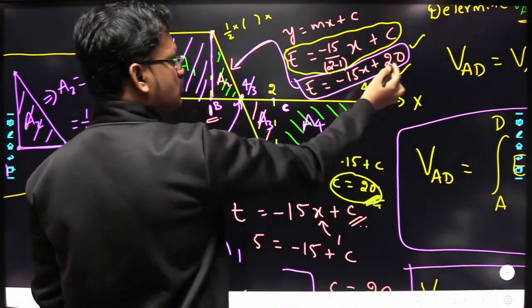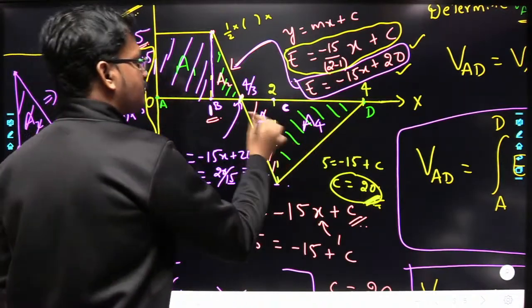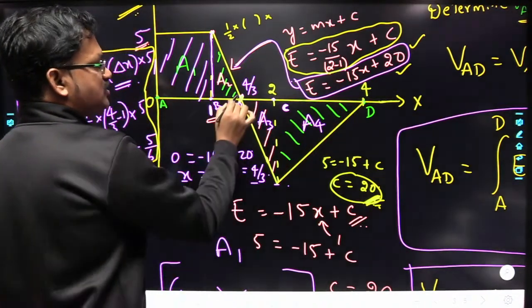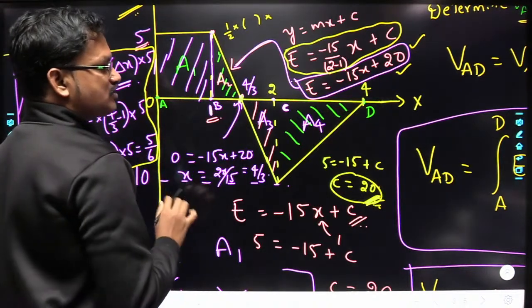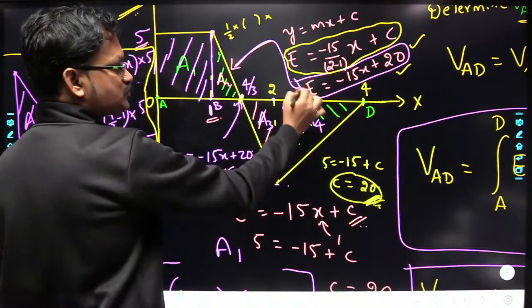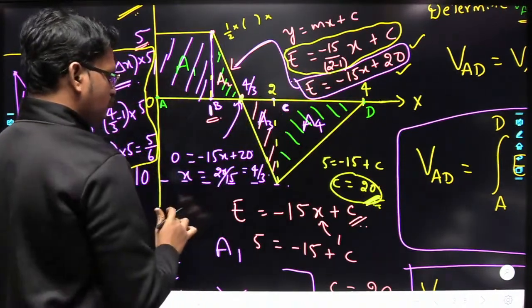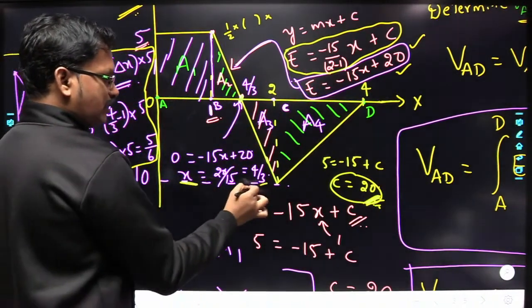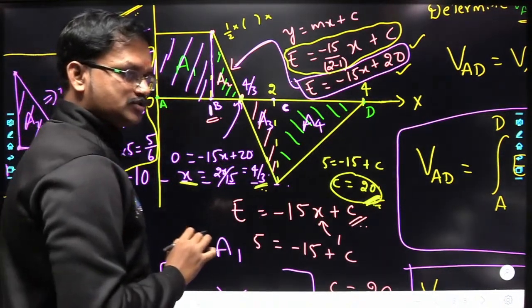So once we know the c value, then you can determine this x value here. At this location, the electric field is equal to 0. So we have substituted E equal to 0 here. Then we got the x value as 4 by 3. Understood? Okay.